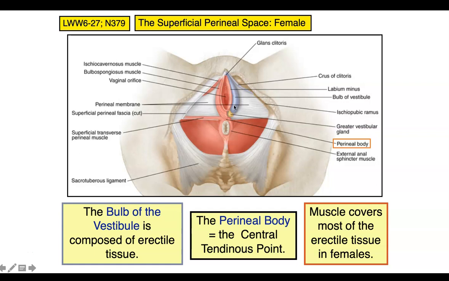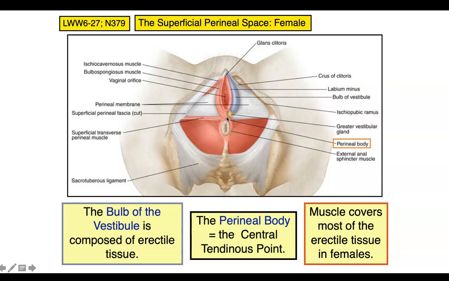These are the bulb of the vestibule, and also, like the crus of the penis, the crus of the clitoris, and the body of the clitoris. These are the erectile tissues in the female within the superficial perineal pouch. But the important thing is that, like the male, the superficial perineal space is bounded deeply by the perineal membrane. And deep to the perineal membrane is the deep perineal space.